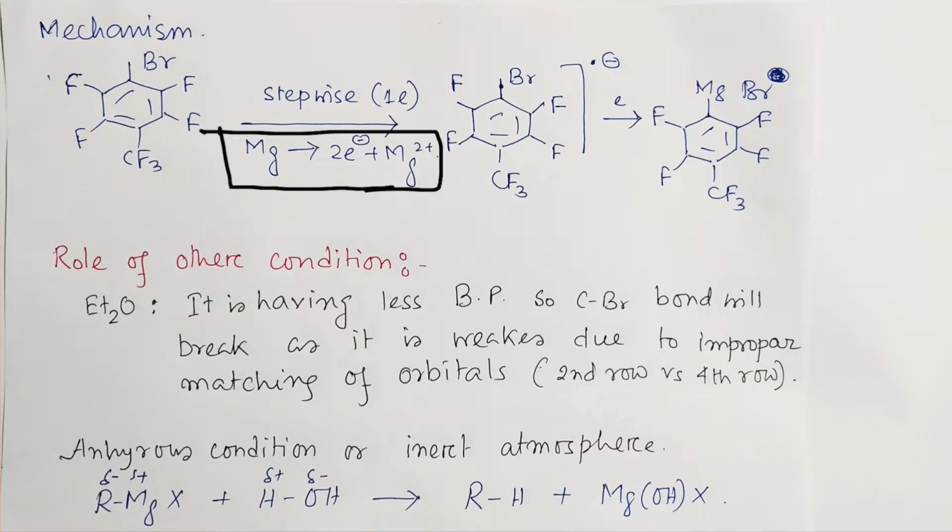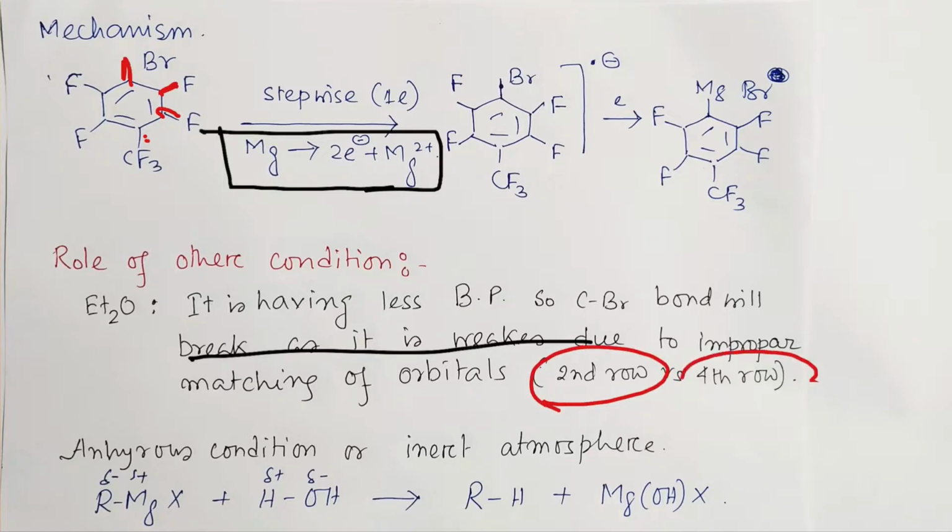Now the question: there are multiple halogen bonds, this C-Br, this C-F of 2 types, even C-CF3. Which one will be reduced? This can be decided based on their reactivity or bond strength. If you look at the C-Br bond, it is the weakest, so it will break efficiently because of improper overlap between the involved orbitals. Carbon is a second row element and bromine is a fourth row element, so orbital overlap is relatively improper compared to carbon-fluorine and carbon-CF3.